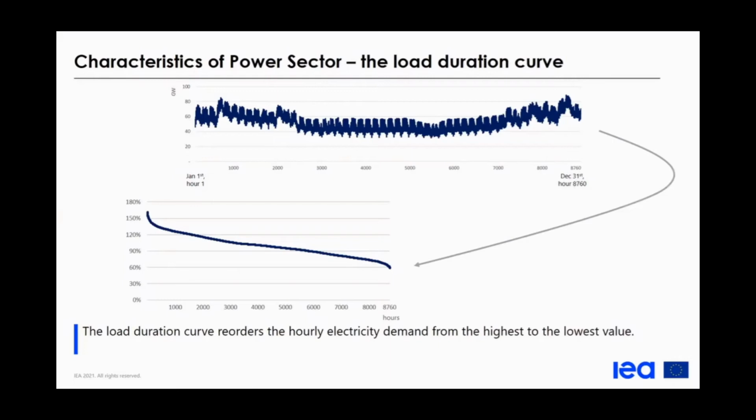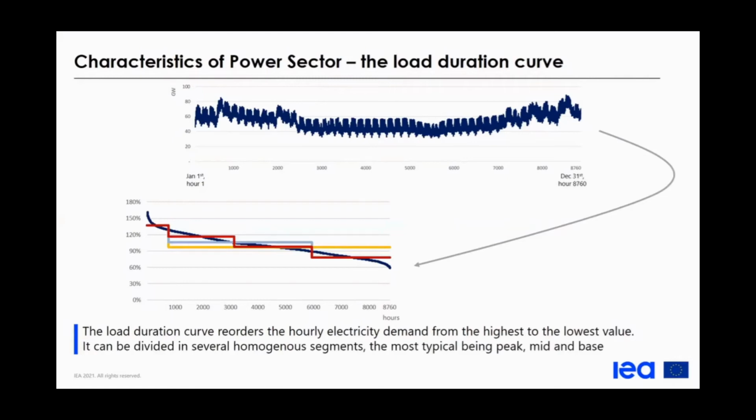It can be expressed in absolute value, or as you can see here, relative to the average electricity demand in percentage terms. For example, here we see that the peak is about 170% above average demand over the year. We can divide this load curve into several homogeneous segments, the most typical being peak, mid, and base. So four periods of time here: the highest one being the peak segment, the lowest the base load segment, and in between two mid-load segments.